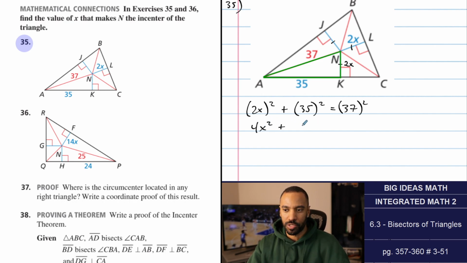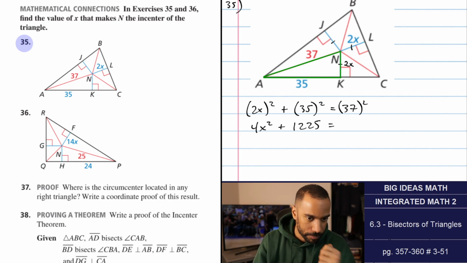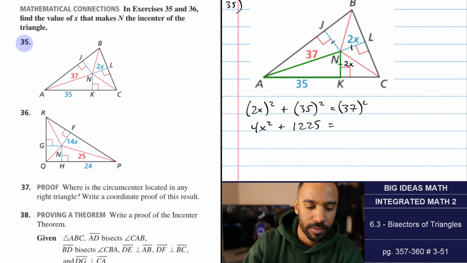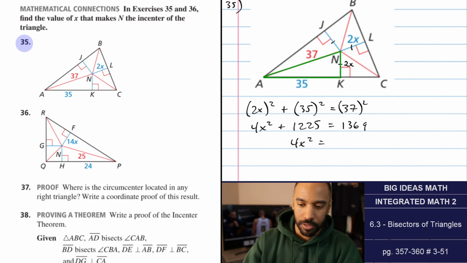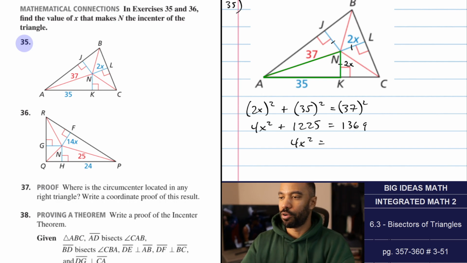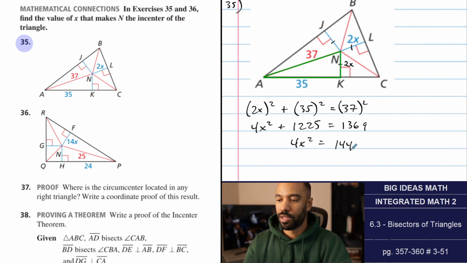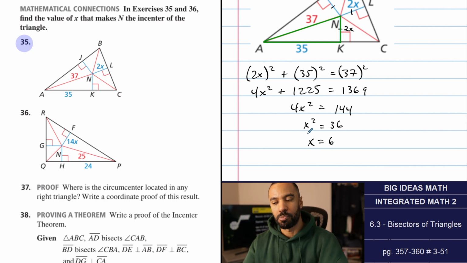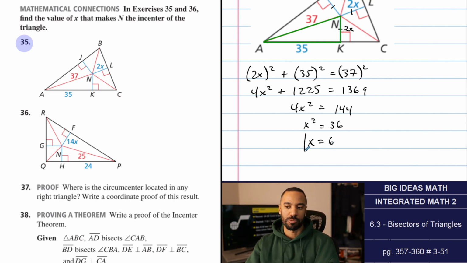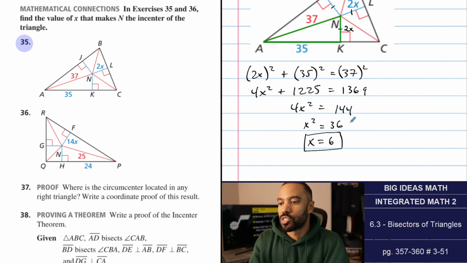It's kind of solving using quadratics there. I know 35 squared is 1225. I don't know what 37 squared is. Let's see, 37 times 37 is 1369. Subtract 1225. I'm going to let the calculator do it, I don't want to make any mistakes. 144. Divide by 4, I think that's 36. Take the square root of both sides and you'll get 6. Now, you could say plus or minus 6, but distance has to be positive. So x equals 6 in that case.